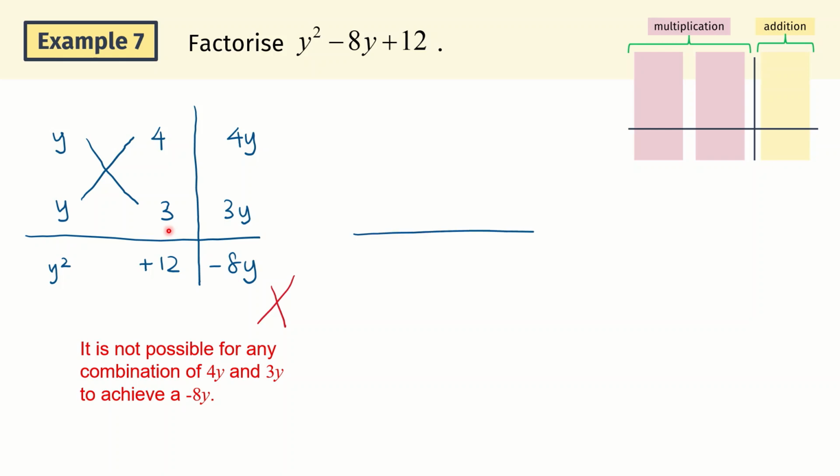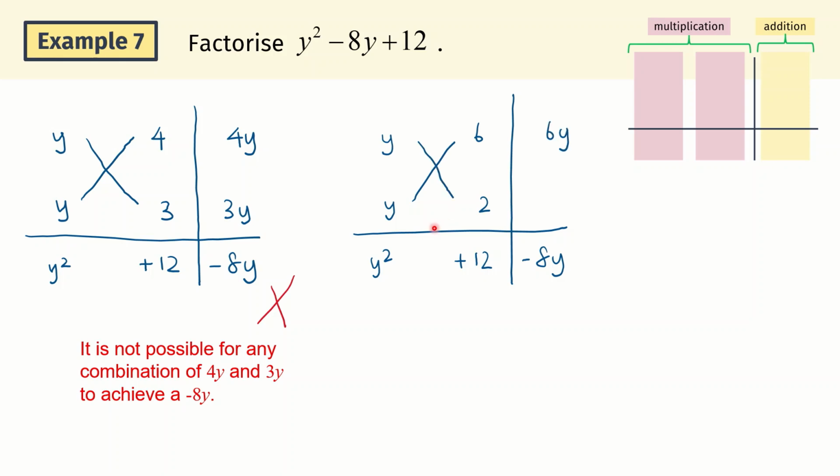Let us draw a new frame. We put in y squared plus 12 and minus 8y. We know for sure that y times y is y squared, so there's no argument over here. This one is consistent. The only thing that we would now change is the 12. We know that 12 can be made up of 6 multiplying by 2. So let's try this out. y times 6 will give us 6y, and y times 2 will give us 2y.